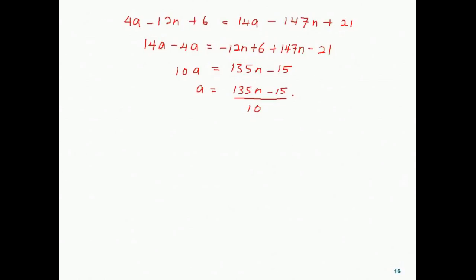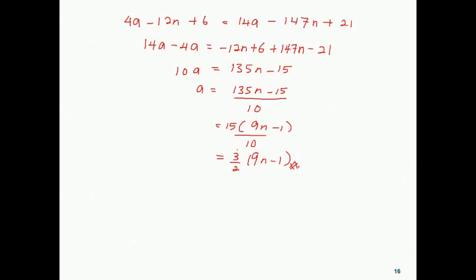Simplify the answer. Factorize the 15. So we have 9n minus 1 divided by 10. Therefore, the simplest way to write a is 3 over 2 times 9n minus 1. So this is the first term.